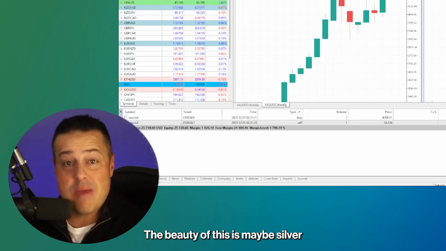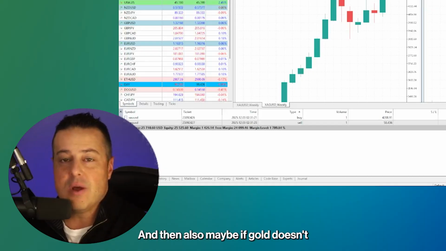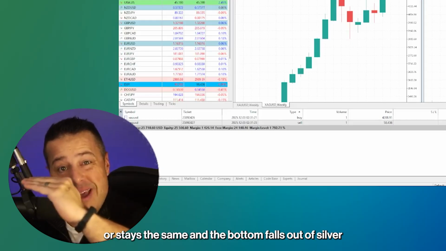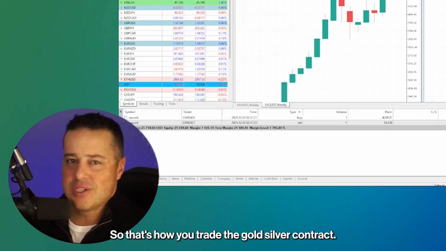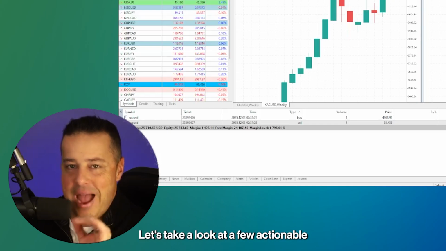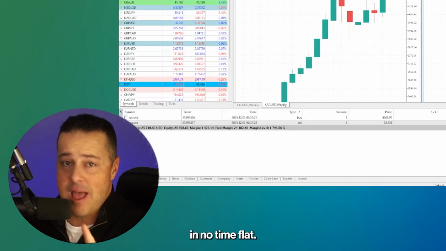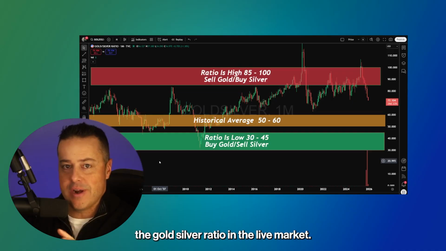The beauty of this is maybe silver just doesn't do anything, but gold rises. That puts us into a winner. And then also maybe if gold doesn't do much, sort of maybe rises or stays the same, and the bottom falls out of silver, we're into a winning trade as well. So that's how you trade the gold-silver contract. Let's take a look at a few actionable strategies from historical data that can get you up and running in no time flat. Okay, here's some tendencies to watch for when you're actually trading the gold-silver ratio in the live market.